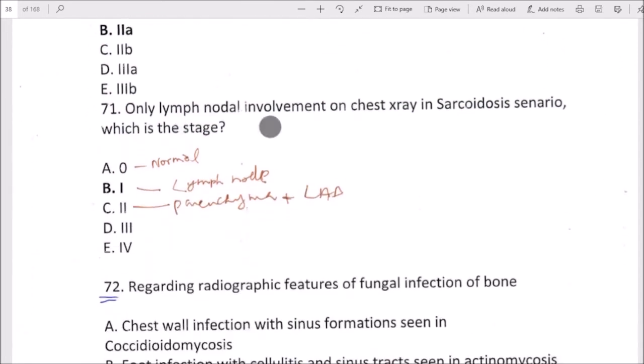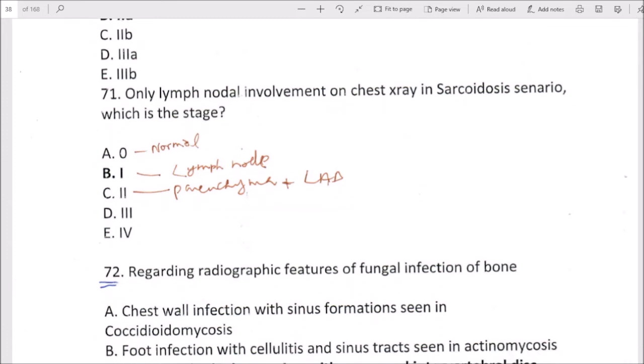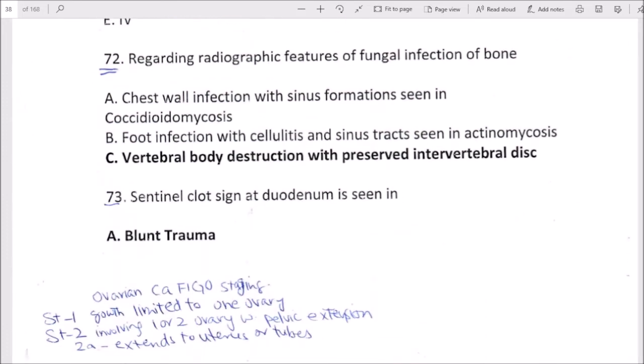71. Only lymph nodal involvement on chest X-ray in a sarcoidosis scenario, which is the stage? Stage 0 is normal, stage 1 is lymph node involvement, stage 2 is parenchyma plus lymph node involvement. 72. Regarding feature of fungal infection of bone, vertebral body destruction with preserved intervertebral disc.